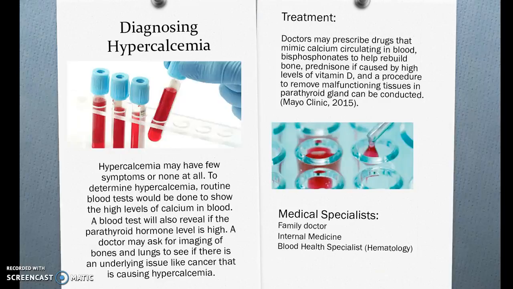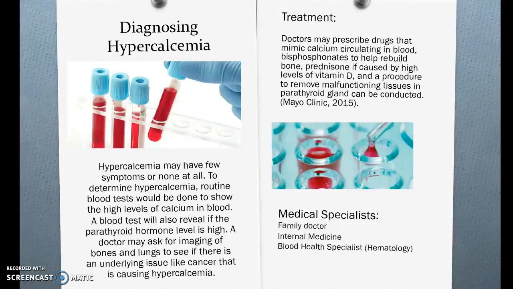Diagnosing hypercalcemia: hypercalcemia may have few symptoms or none at all. To determine hypercalcemia, routine blood tests would be done to show the high levels of calcium in blood. A blood test will also reveal if the parathyroid hormone level is high. A doctor may ask for imaging of bones and lungs to see if there's an underlying issue like cancer that is causing hypercalcemia.